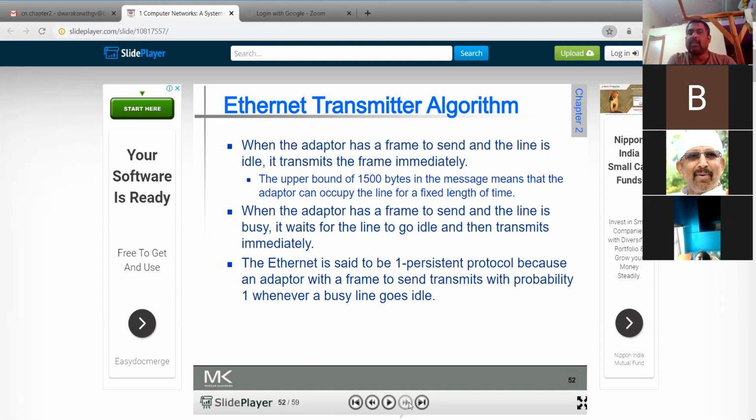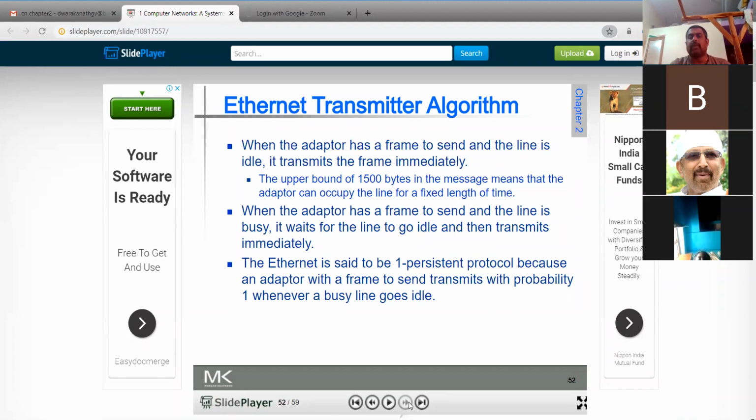Then when the adapter has a frame to send and the line is busy, assume in the next case that the adapter has to send a frame and the line is busy. It waits for the line to go idle, meaning it will wait until the line becomes idle, and then it will transmit the frame immediately. This Ethernet algorithm we call a one-persistent algorithm or one-persistent protocol. That is, the probability of transmitting a frame will be 1 whenever a busy line goes idle.